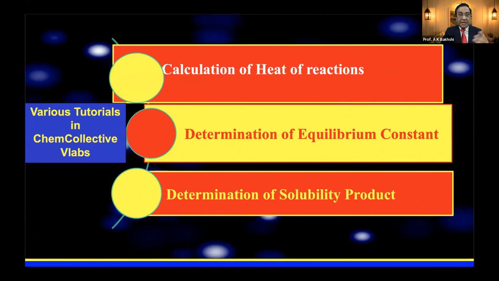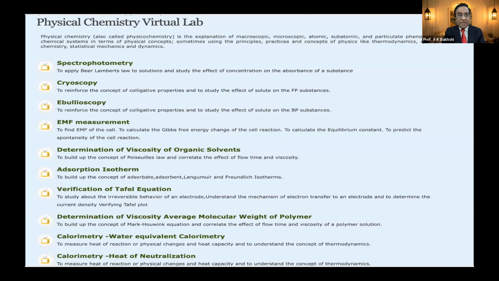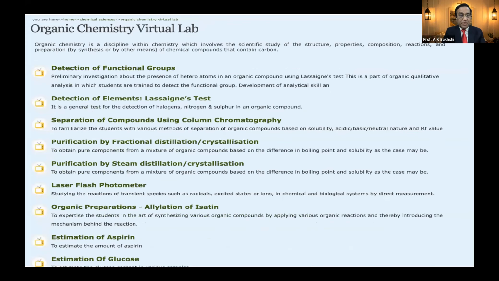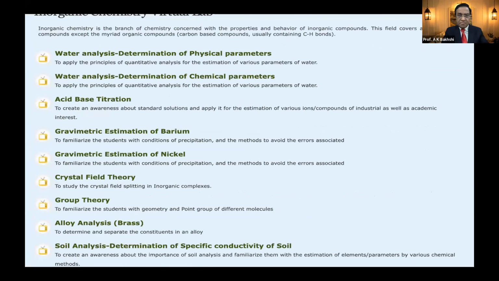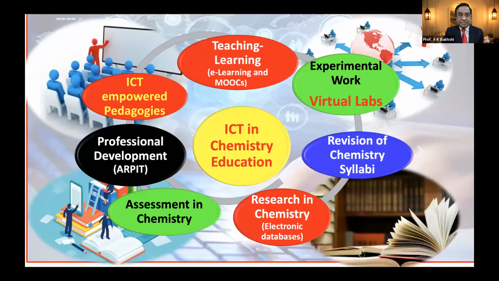Then how you can calculate the heat of the reactions. This all comes in thermodynamics. Then how to determine equilibrium constant and how to determine solubility product, and many more. So these are the various tutorials for which V Labs have been developed. You will learn how to download them and how to perform them. But the basic structure I have told you. Similarly, in the other virtual lab which I mentioned, we also have physical chemistry experiments. We have organic chemistry experiments like detection of functional groups, elements, separation of compounds, and then also for inorganic. So these are now becoming very, very popular.